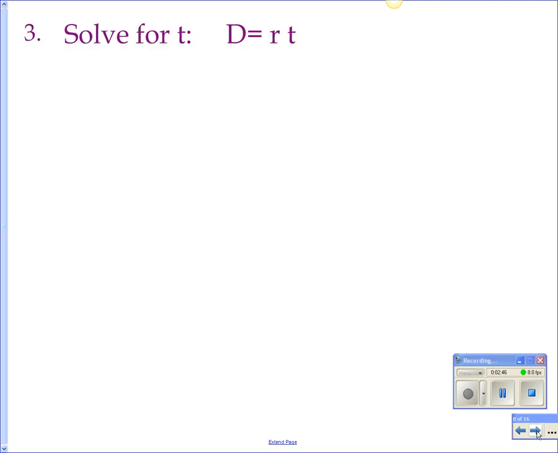All right, number 3, solve for t. D equals RT. So I'm going to draw my line. Ashley, what am I circling? T. Okay. Guys, what needs to move away from T? R. And these are being multiplied, right? What's the opposite of multiplying something? Dividing. So I'm going to draw the divide line. What letter do you think I write underneath it? R, because that's what you're moving.